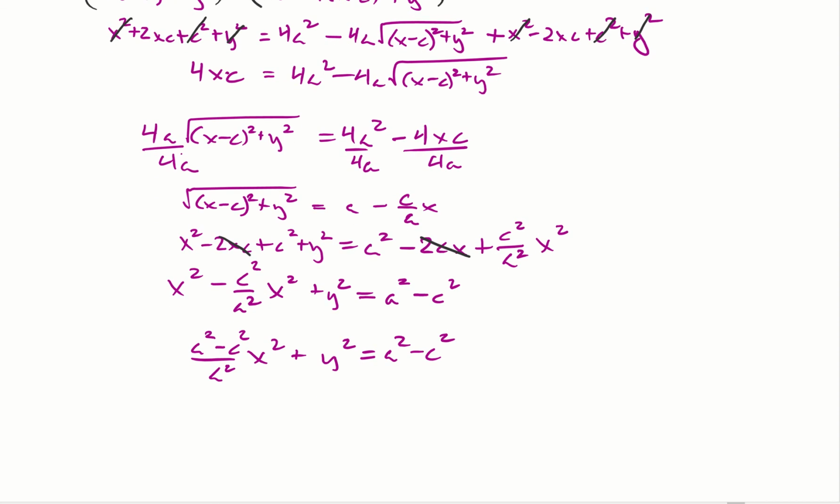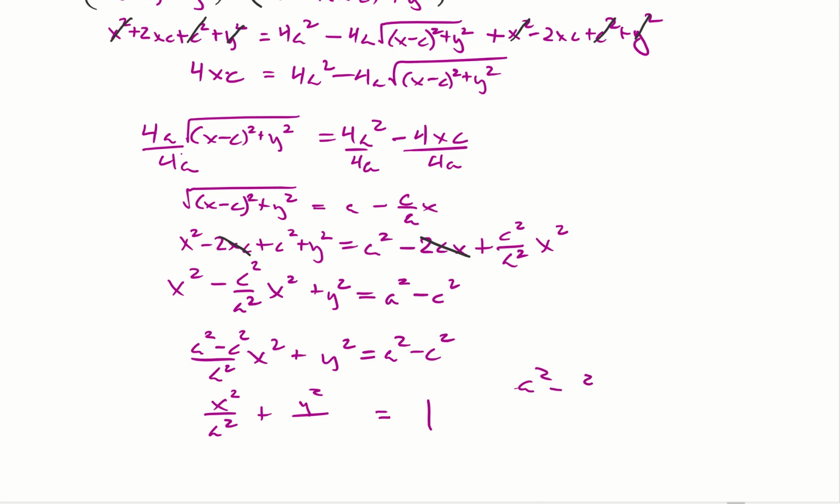So the last move is to divide by a squared minus c squared to get 1 on this side. And over here on the left, you're going to get x squared over a squared plus y squared over a squared minus c squared, which is b squared.